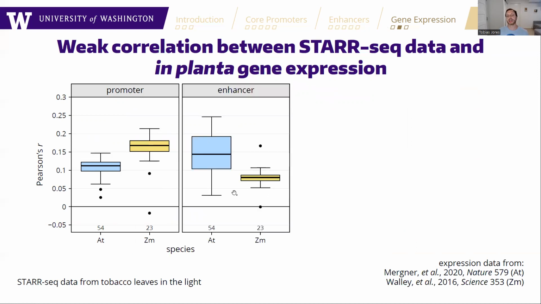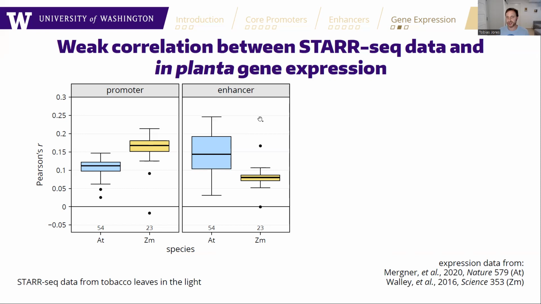Interestingly, when we instead use our enhancer data to predict gene expression, we can see that the correlation is higher this time for Arabidopsis, which makes sense because those are the two that are more close in evolutionary time. But we can also try to see what happens if we take both the promoters and enhancers.